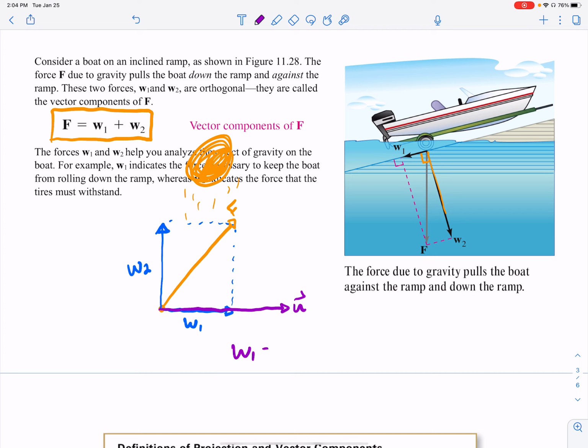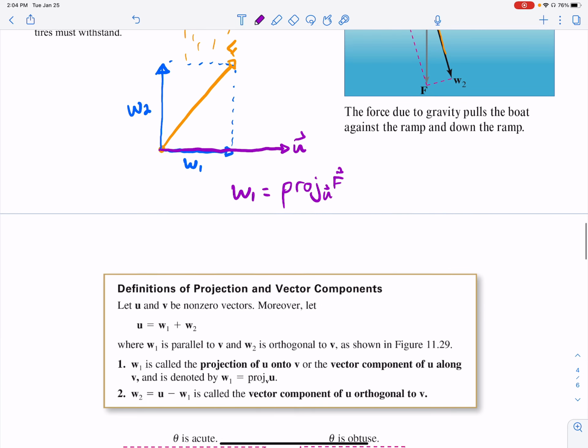So W1 is the projection of F vector onto U vector. That's how we note it. And it's just like a shade, or shadow, I mean. It's a shadow of the F vector if the sun was directly above said vector, giving us the blue vector. All right, definitions and properties of these things.